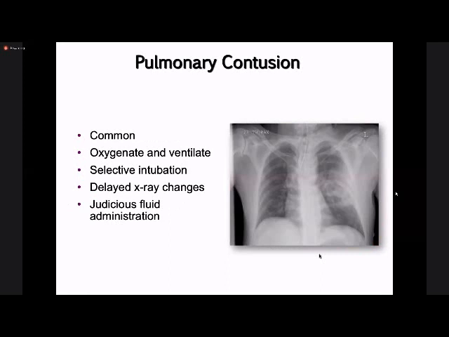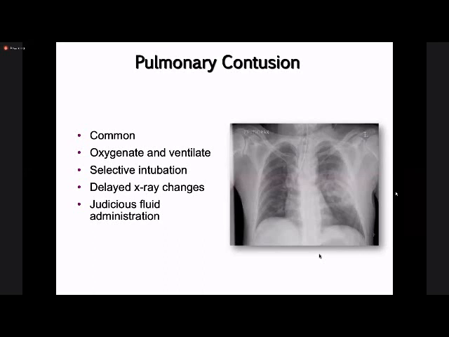Then pulmonary contusions, which we discussed previously, with flail chest. Again, the management is to provide the patient with good analgesia, oxygen, and chest physiotherapy. But if the patient is not improving or is hypoxic, then the patient requires intubation and ventilation.